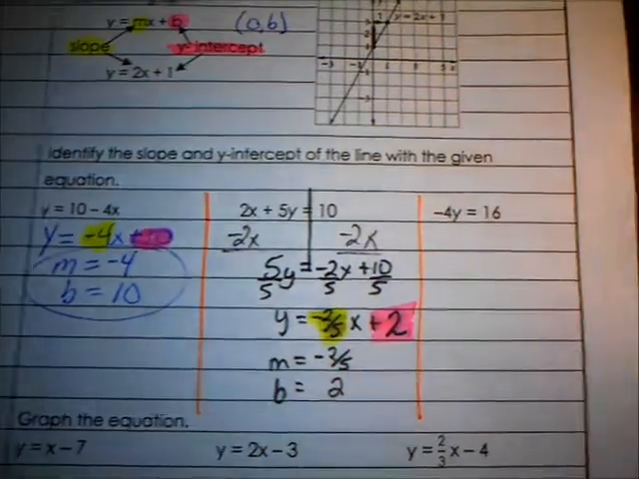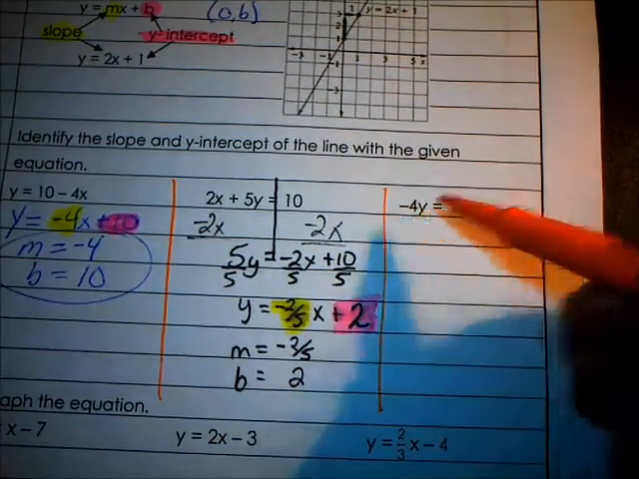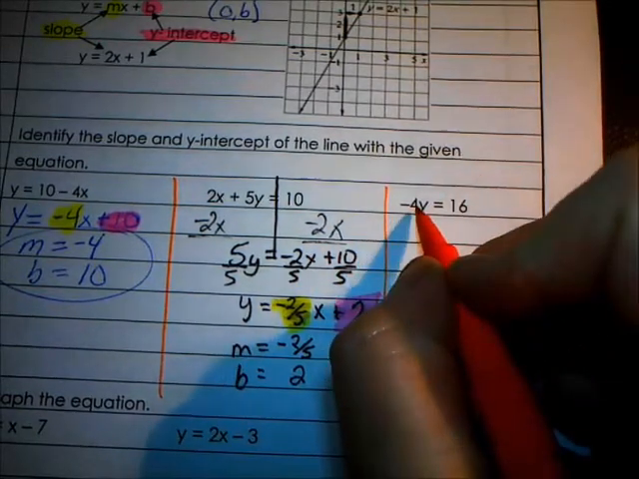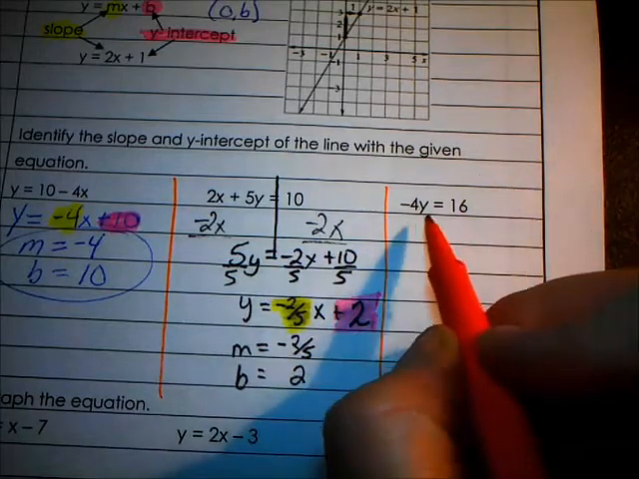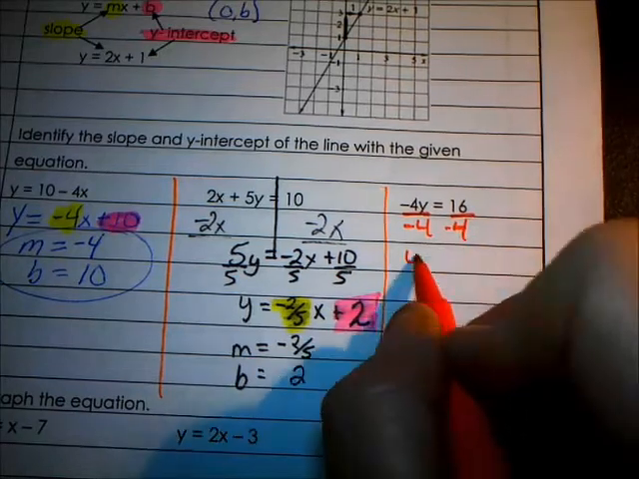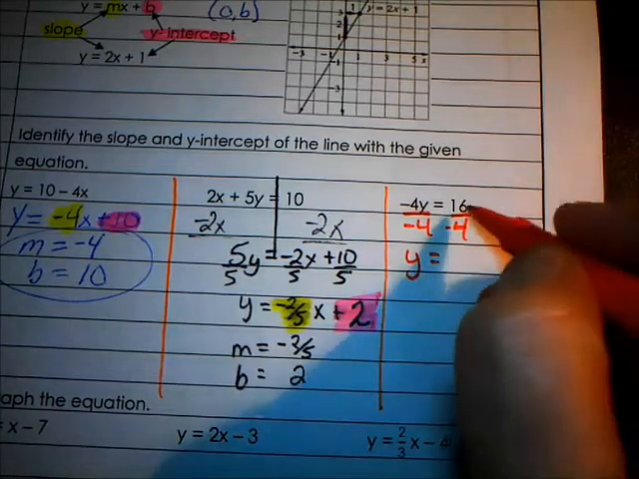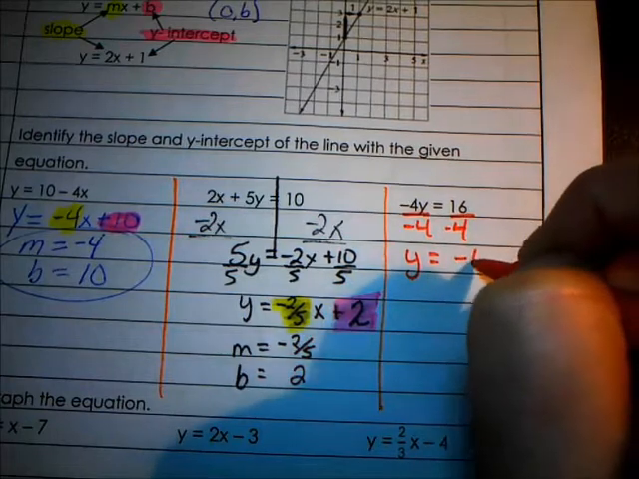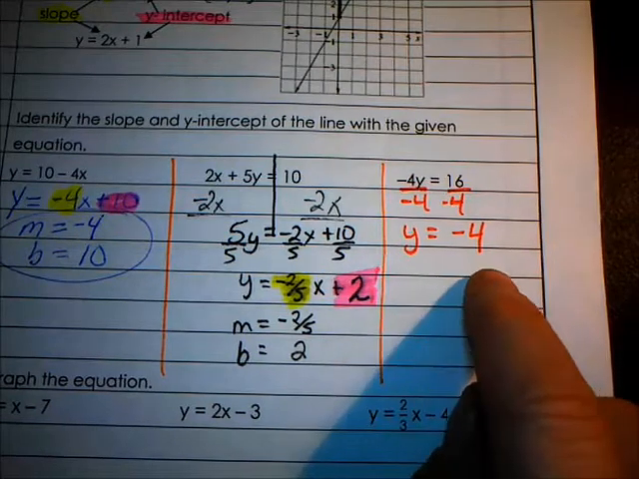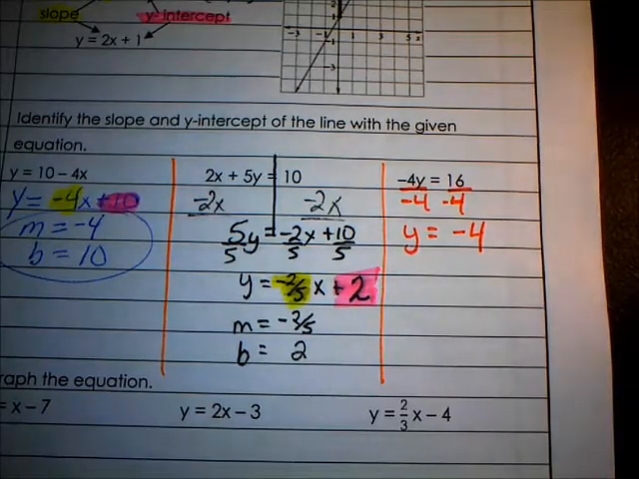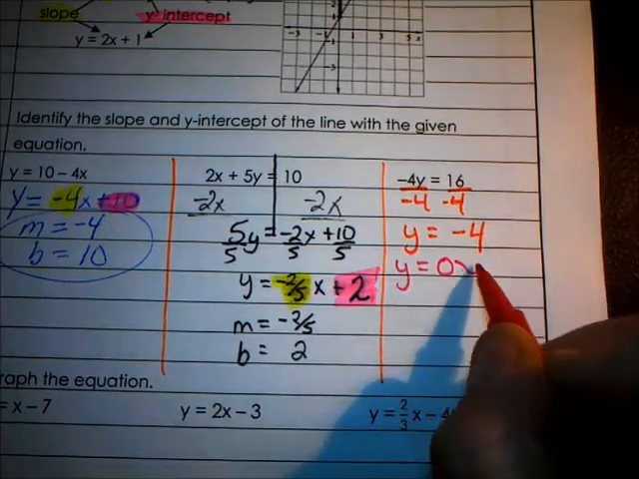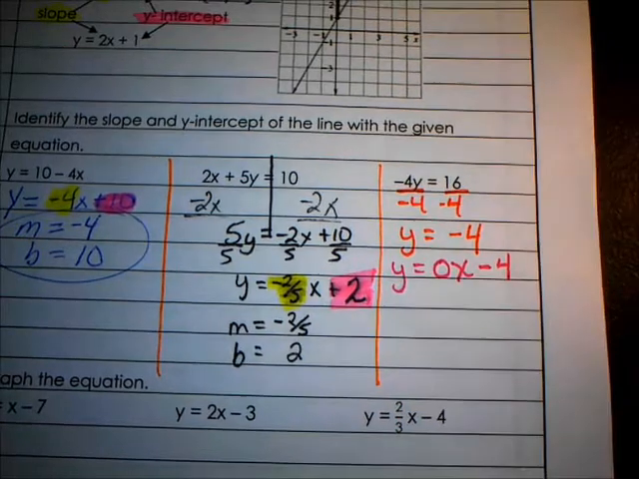The third example, this is still not written in slope-intercept form, so I need to rewrite it. The only thing I need to do is get rid of the negative 4 from the y, and since this is a multiplication, I'm just going to divide by negative 4. Here I have y is equal to, and 16 divided by negative 4 is negative 4. Now this is still not written in slope-intercept form, but it's pretty close. Realize there's not an x at all. If there's not an x, that means the x is 0x, and I have a negative 4 on the end.